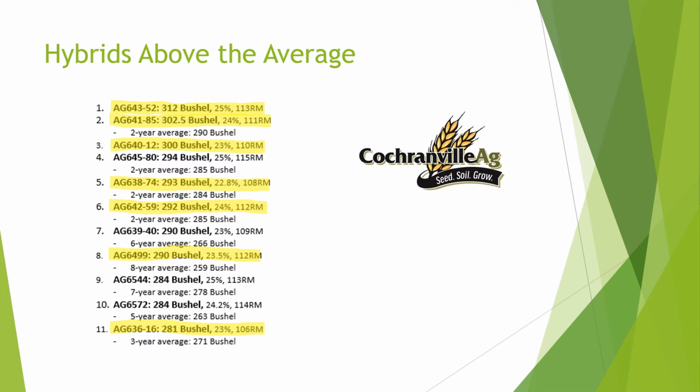640.12 is another new product. So these first 3 I mentioned here are all new products. 640.12 is something we'll look at in our plots here another year. It has a lot of potential, but we'll just keep evaluating it. 638.74, this is a 108-day product, 293 bushel. It will definitely have a fit on some of your farms. 642.59 at 292 bushel. This is fast becoming one of our favorite hybrids. And then 64.99, just plugging away at 290 bushel. It actually had its best year ever. And then of course 636.16.